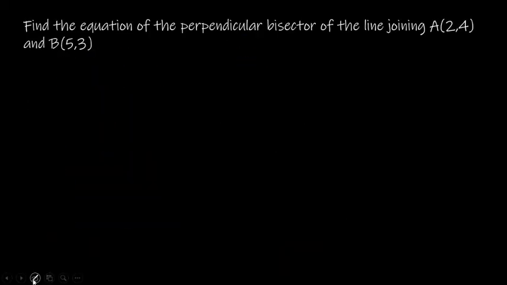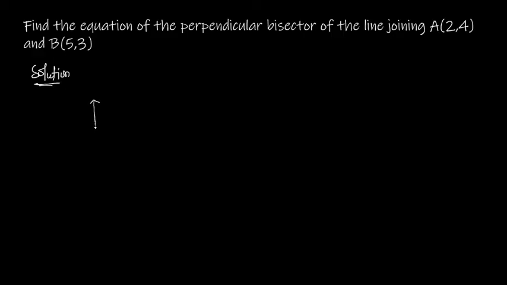Alright, so let's go ahead and have a look at another example. We have to find the equation of the perpendicular bisector of the line joining the point A (2, 4) and B (5, 3). Alright, so let's go ahead and write down our solution.